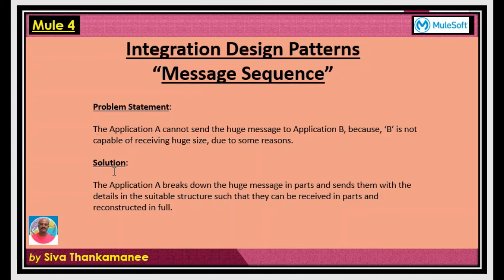So the solution is that application A breaks down the huge message into parts. We are going to break it down syntactically and logically into different parts, and we will send the message with the necessary details and in a suitable structure such that the recipient can receive them in parts and reconstruct the final message in full. That's the idea here.